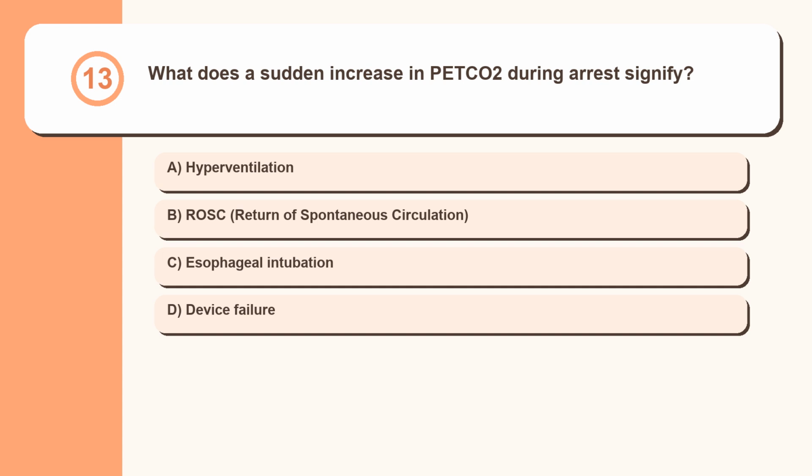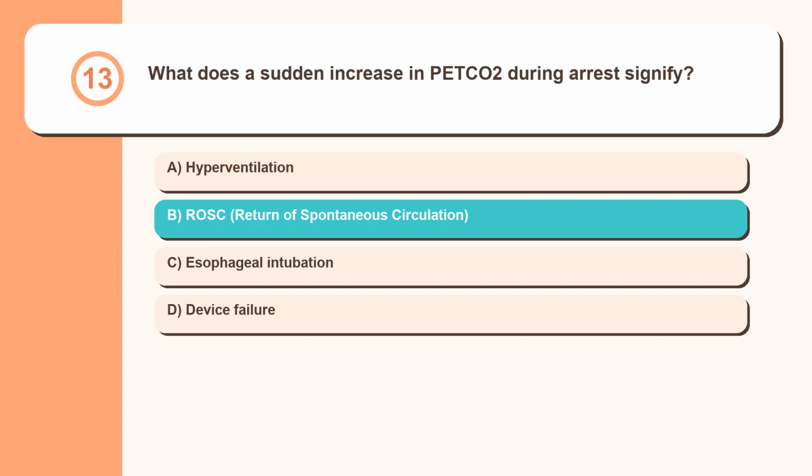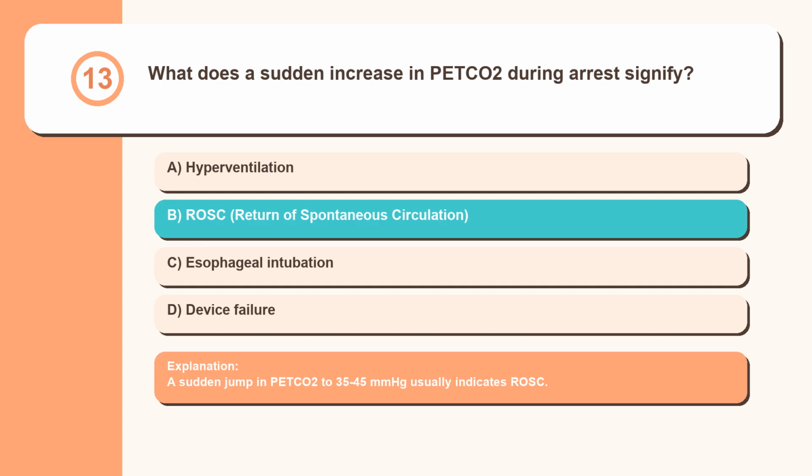Question 13. What does a sudden increase in PETCO2 during arrest signify? Hyperventilation, ROSC, return of spontaneous circulation, esophageal intubation, device failure. A sudden jump in PETCO2 to 35 to 45 mmHg usually indicates ROSC.